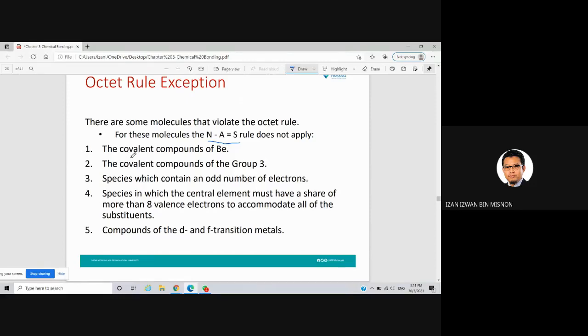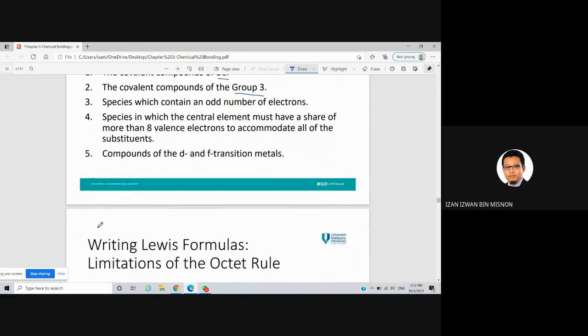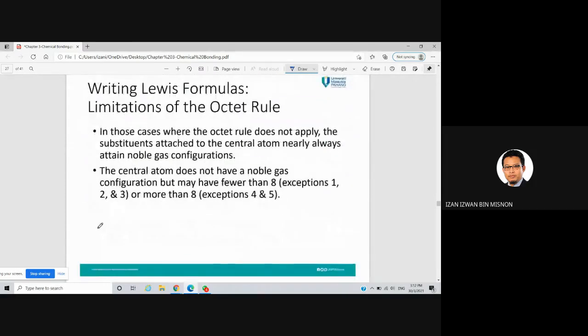The first one, the covalent compounds of beryllium. The second one, the covalent compounds of group 3. The third one, species which contain an odd number of electrons. The fourth one, species in which the central element must have a share of more than 8 valence electrons to accommodate all the substituents. And fifth, compounds of the d and f transition metals. Okay, we look at some examples.